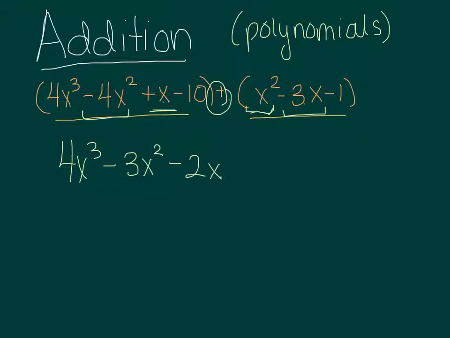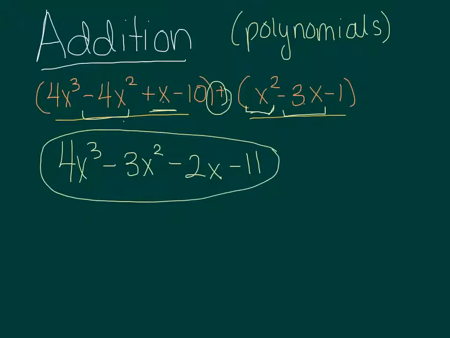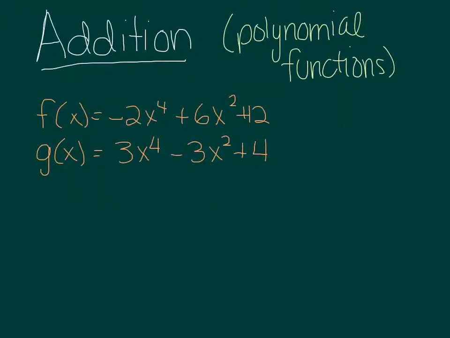And then now I'm just looking at my constants. I have negative 10 plus negative 1. That's going to give me a negative 11. And that's my final answer. I added two polynomials separated by parentheses, and I got one new polynomial. Operation with polynomial functions isn't actually going to be any different. It's just the notation that's a little bit different.